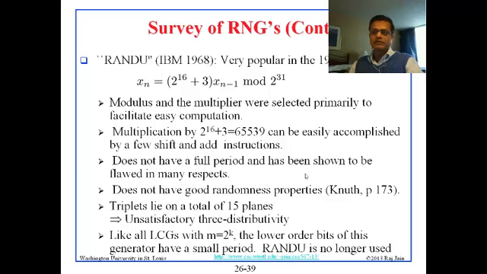You can look at Knuth, who did the big analysis on this. The triplets lie on a total of 15 planes. So now, what is the problem with this? This is something that takes time to understand.